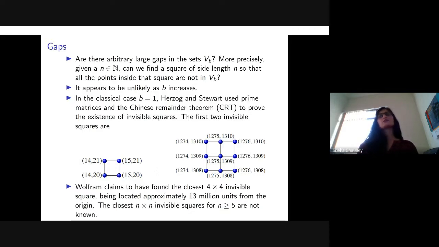Okay? And as of now, at least what I know, we don't even know the closest n cross n invisible square for n equals 5 or beyond. So this is still open. Yes, questions from this slide or before? Okay.